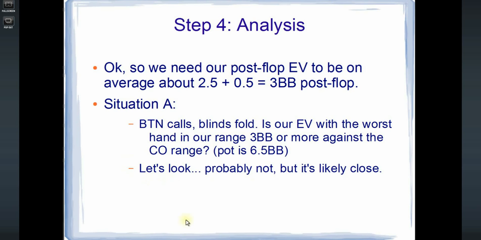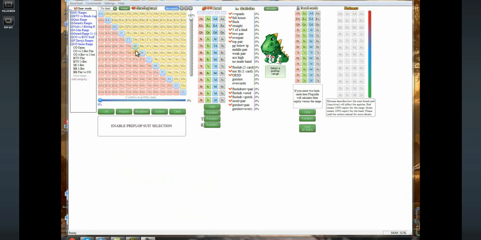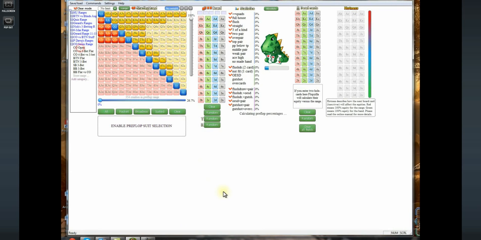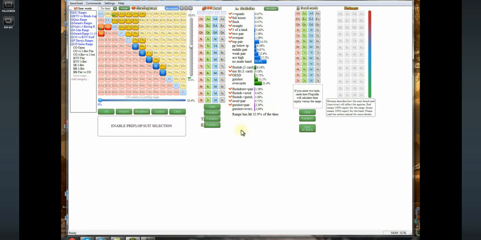If I wrote let's look, I'm guessing I wanted to actually show you the ranges. So here's our cutoff opening range. Let's say king 5 suited was a hand that we think should be about break even. Because if we're opening king 5 suited and folding king 4 suited, it pretty much means by definition we have to think king 5 suited is right around break even. Now, how does king 5 suited do against the button flatting range?